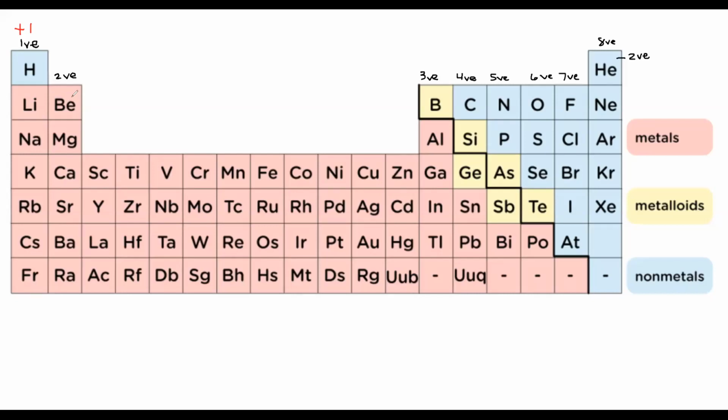Now, beryllium, also a metal, is going to lose its valence electrons. So since it's losing, it's going to be positive. And since it has 2 valence electrons to lose, it'll be a positive 2.